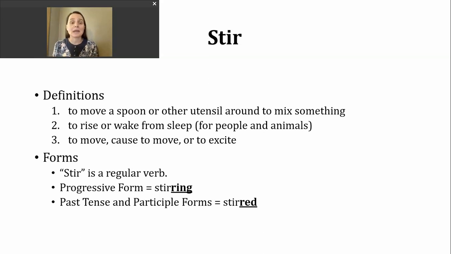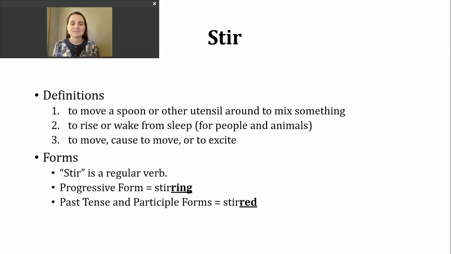Stir is a regular verb. Because this verb ends with a consonant, vowel, consonant, we need to double the last consonant before we add ing to make the progressive form.